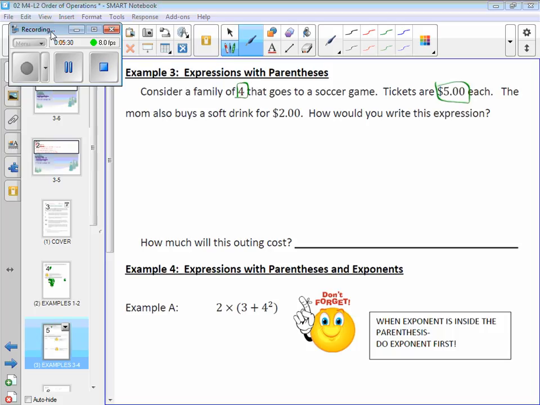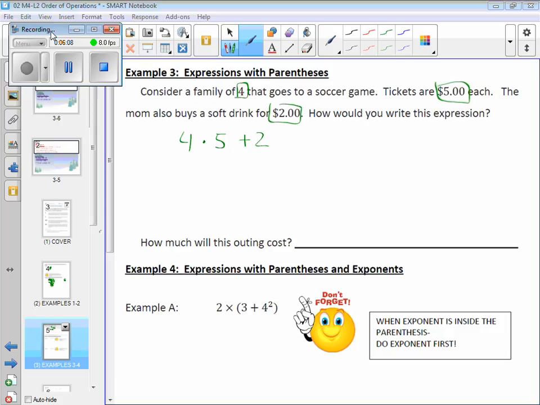The mom also buys a soft drink for $2. Do I need that number? Yes. How would you write this expression? There's going to be 2 operations. And there are a couple of different ways you can write this and still be right. Giuseppe, what do you have? Four. I'm going to use a dot. Will that work? Yes. Anything different?